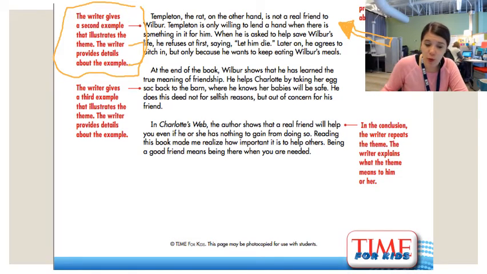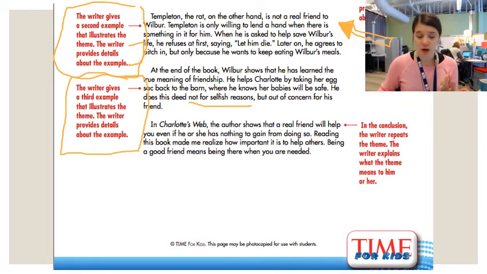At the end of the book, Wilbur shows that he has learned the true meaning of friendship. He helps Charlotte by taking her egg sack back to the barn where he knows the babies will be safe, and he does this deed for non-selfish reasons, but out of concern for his friend. Connection back to the theme. The writer gives a third example that illustrates the theme and provides details for that example.